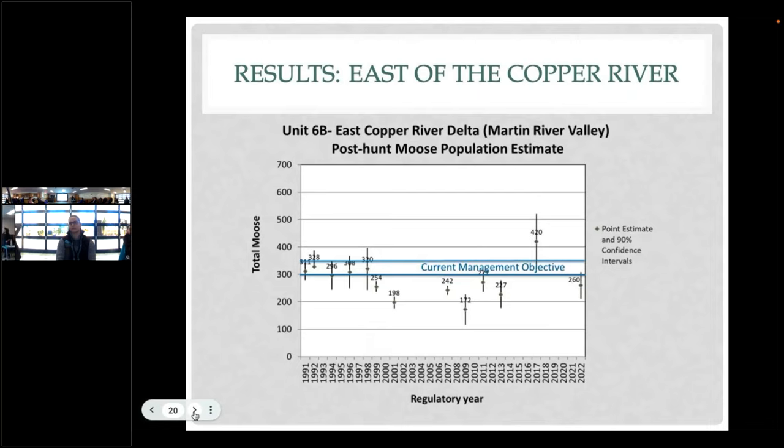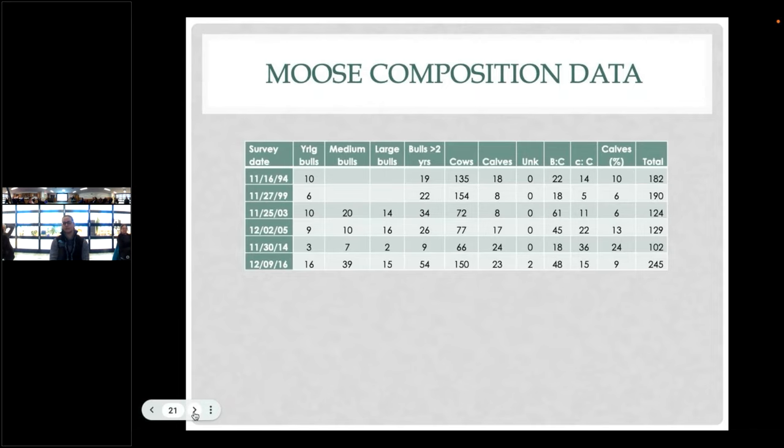But I'll tell you why I think this number is real, and that we have seen a bit of a decline, and then why I think that decline happened. So this is the moose composition for the Martin River side. This is, again, the column I want you to pay the most attention to. So you can see when I flew in 2014, we had a bull cow ratio of 18 bulls per 100 cows and a huge calf cow ratio. 36 calves per 100 cows is a very good calf cow ratio.